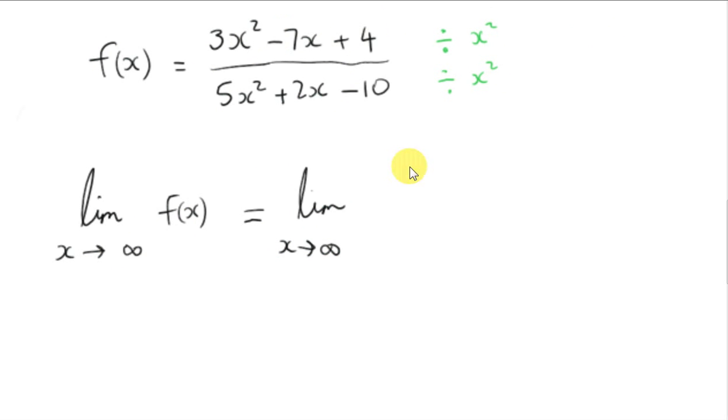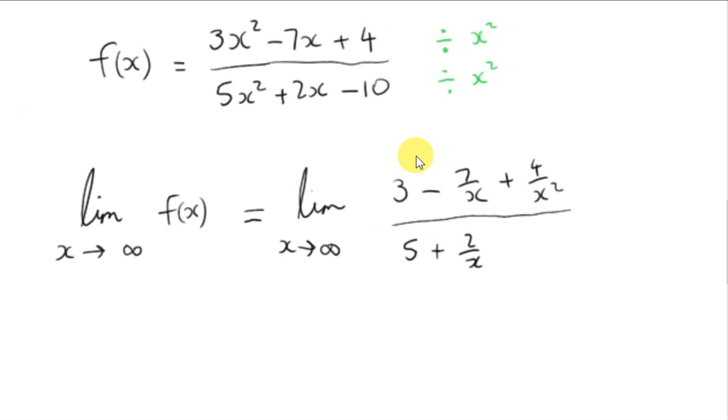So if we divide the top by x squared, 3x squared divided by x squared is 3. Minus 7x divided by x squared is minus 7 over x. And then we have 4 divided by x squared. And in the denominator we have 5x squared over x squared, that's 5. 2x over x squared is 2 over x. Minus 10 over x squared.